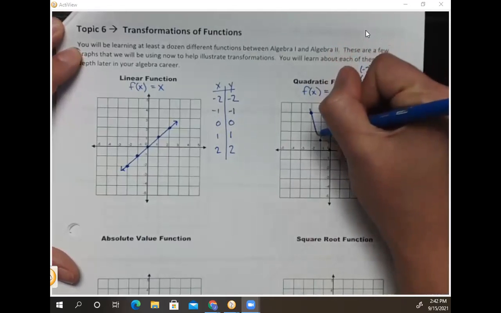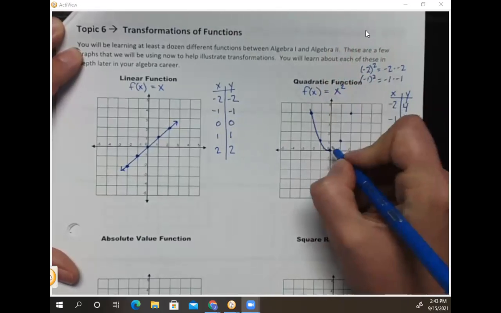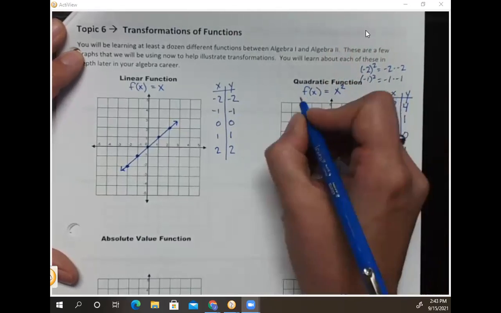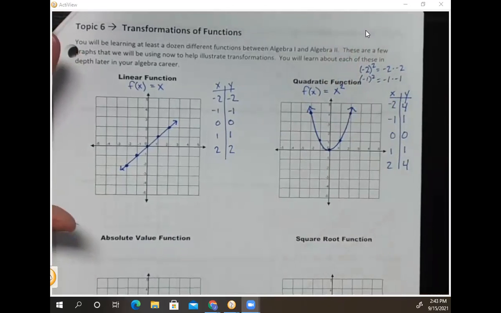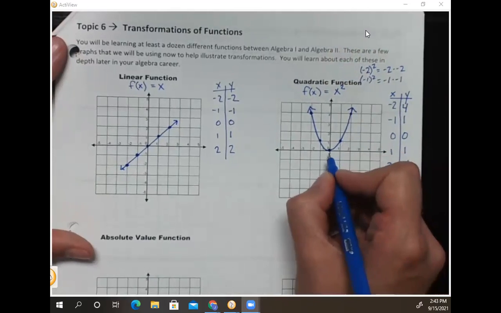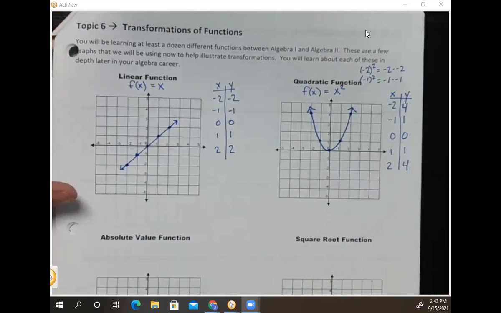The graph of a quadratic function is called a parabola, and we'll talk more about those again later on in this course. But it's this sort of U-shaped graph. We have a center point here on our parabola.